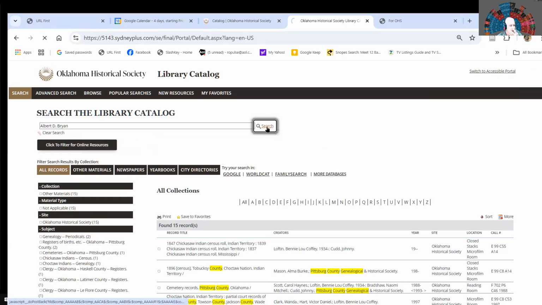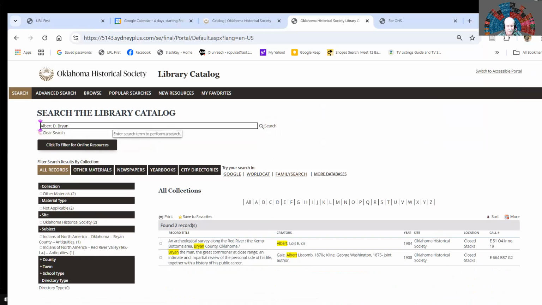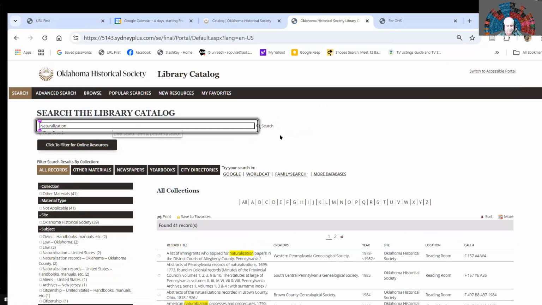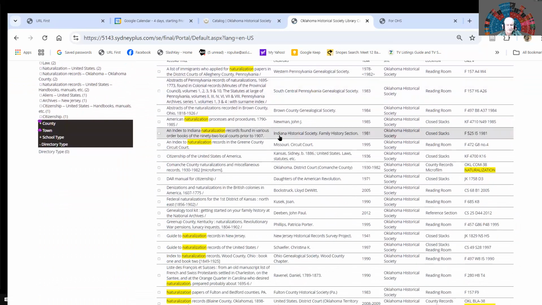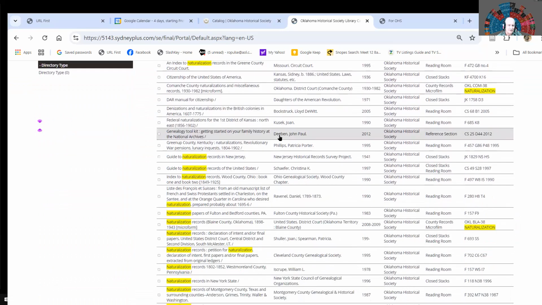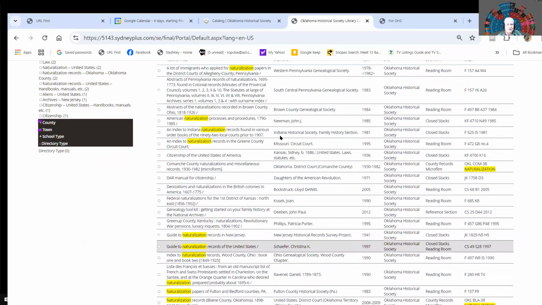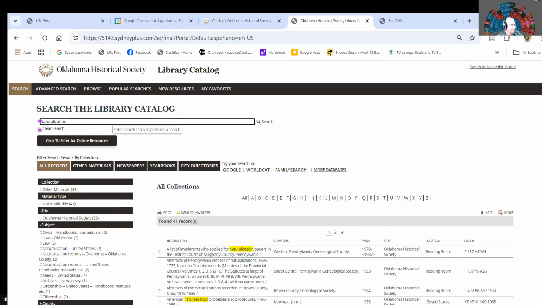And here's the Bryant collection. So there's quite a few Bryants in there. Naturalization. Immigrants who applied for naturalization, American naturalization process and procedures. So there's a lot of information on naturalization in there, as you would expect in a genealogy library.